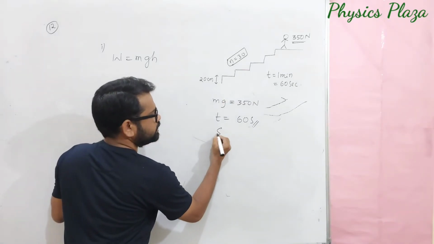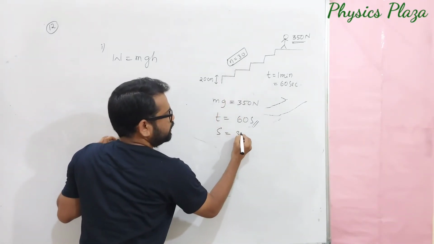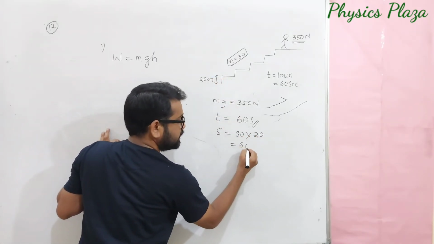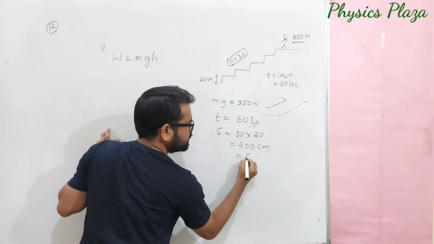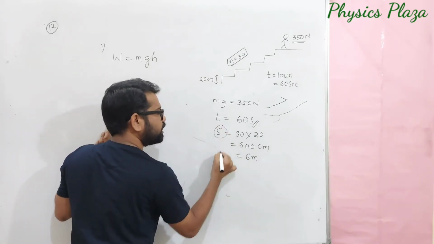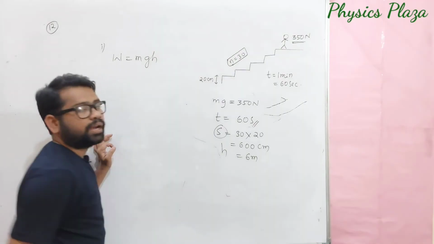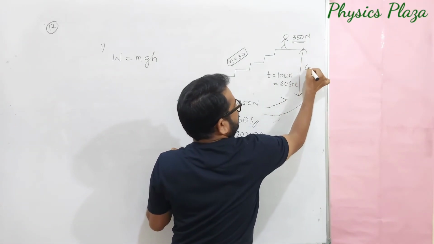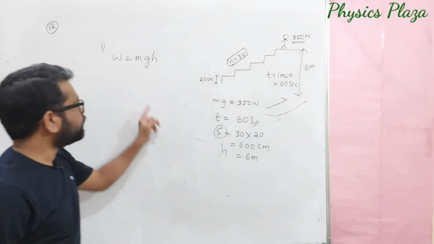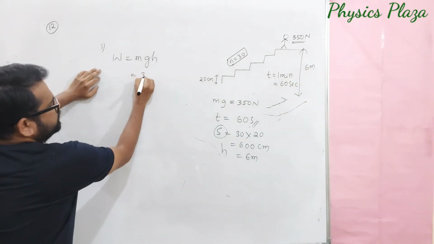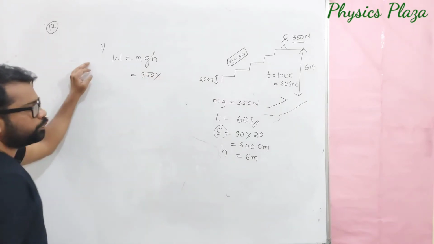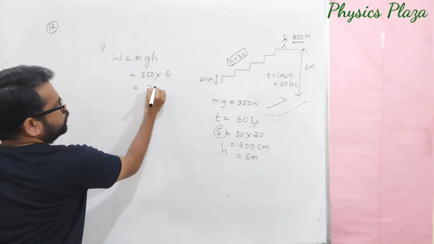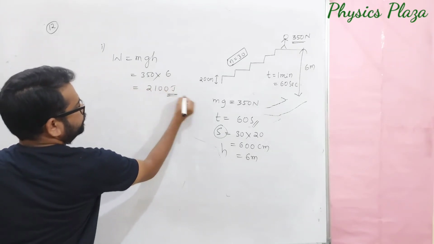So S is equal to the number of steps, 30, times the height of each step, 20 centimeters. So it will be 600 centimeters, which is 6 meters. So it is nothing but what, children? Height. So the total height from here to here is 6 meters. Now calculate here, children. mg is given, it is 350, into the height, which is 6. If you calculate this, you will get 2100 joules.